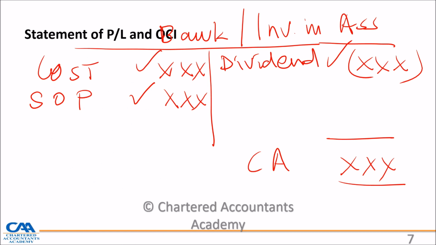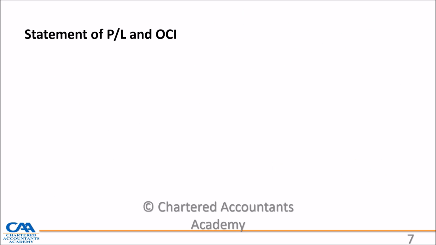So let's jump in and talk about how to transfer all of these to the different statements which you have, because at the end of the day, you're supposed to be able to transfer and prepare financial statements. So when you've got an investment in associate, obviously, number one, it's going to affect your statement of profit and loss. It's going to affect your statement of financial position.